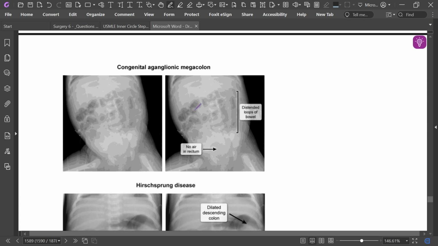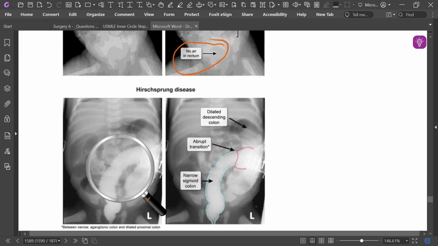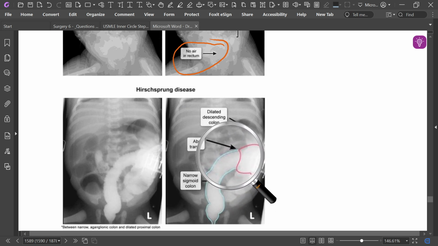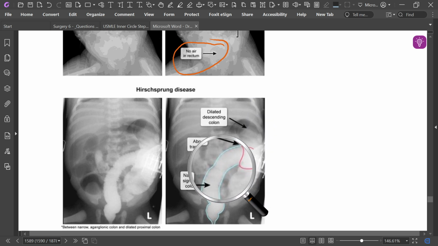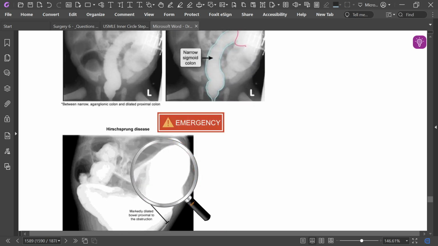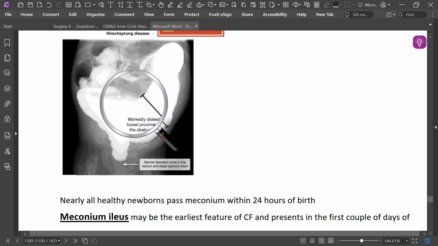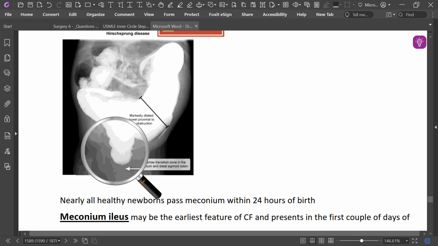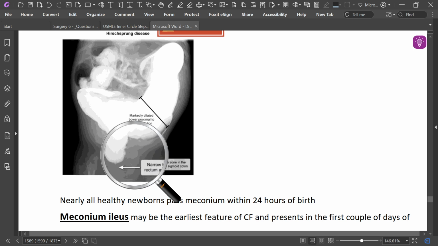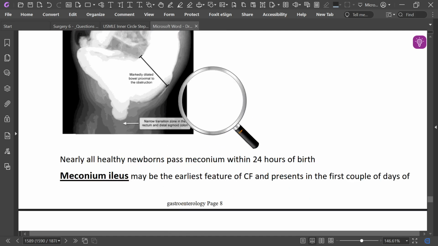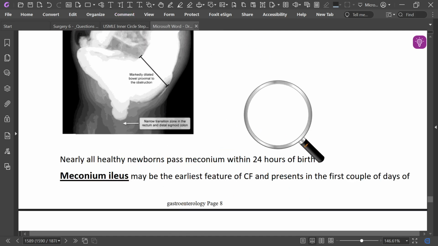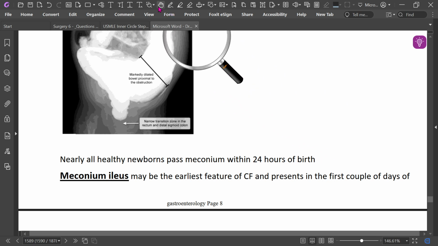This is congenital aganglionic megacolon. Look at this picture: there is no air in the rectum and dilated small bowel loops. If we see this picture, there is an abrupt transition, dilated descending colon, and normal sigmoid junction. This is Hirschsprung disease: markedly dilated bowel with proximal distension and a narrow transition zone in the rectum and distal sigmoid colon.